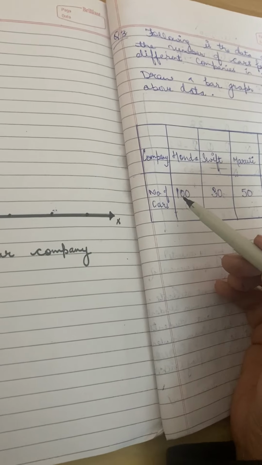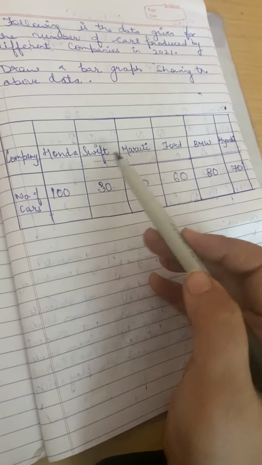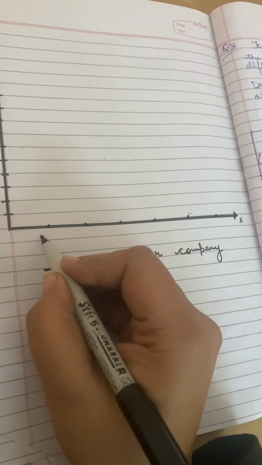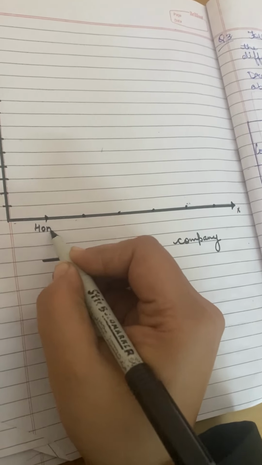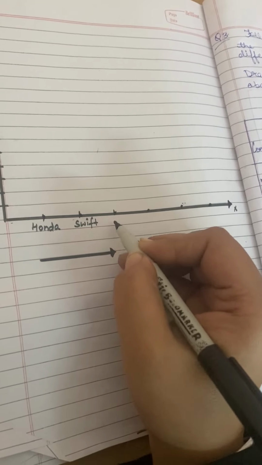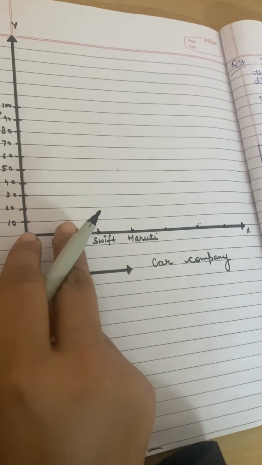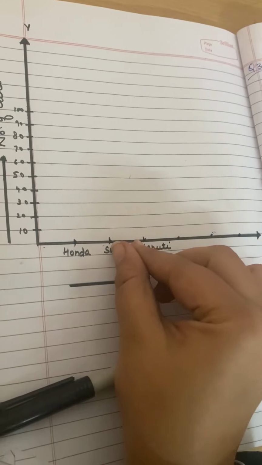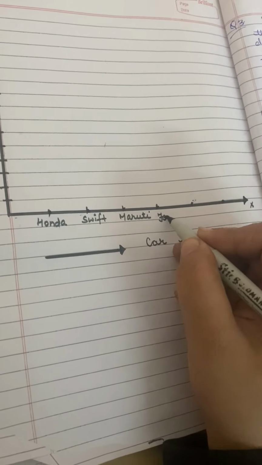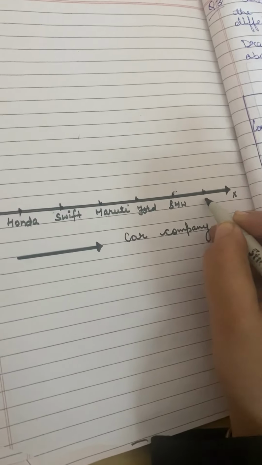First it is 100. So first mention the names of the companies. First is Honda, Swift and Maruti. We will mention them on the x-axis. Honda, Swift, Maruti. We will mention them line-wise, and the difference in all these should be equal. Next Ford, next BMW, and next is Hyundai.